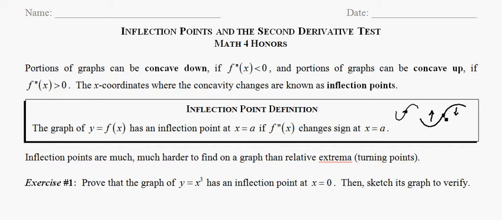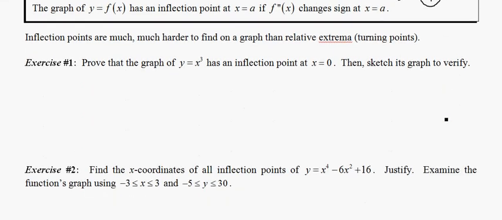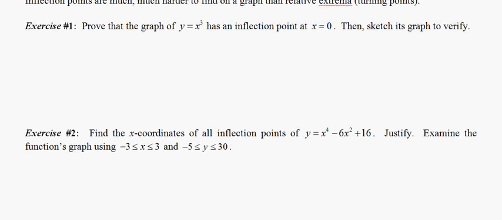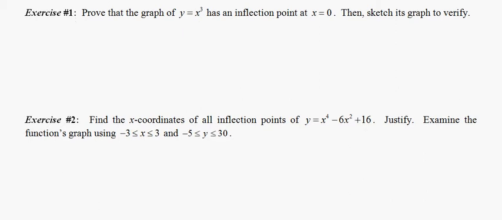So, let's take a look at exercise 1, where we look at the simplest type of function that has an inflection point, the classic cubic, y equals x cubed. It says prove that it's got an inflection point at x equals 0, and then sketch the graph to verify. In order to prove that, we have to know the definition of an inflection point: it's a location where the concavity changes, which means it's a place where the second derivative changes sign.